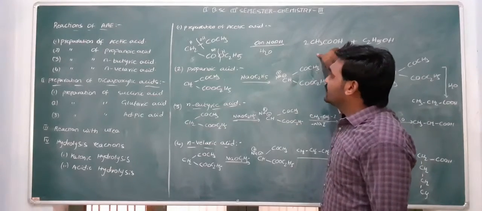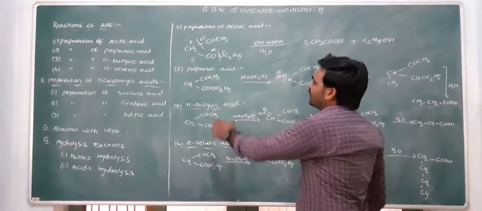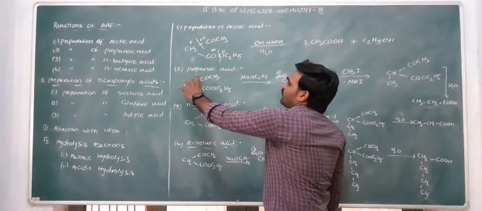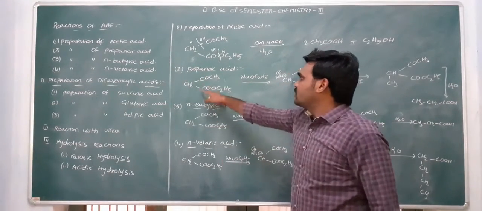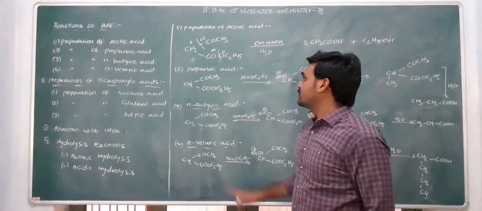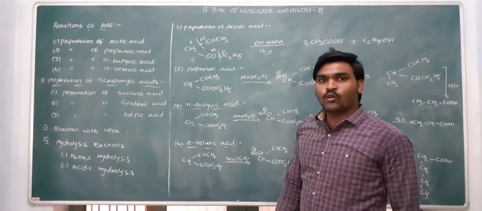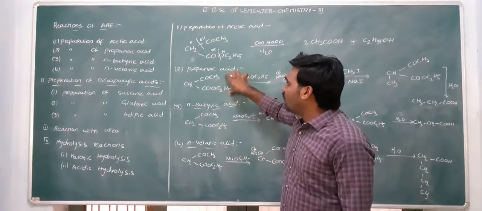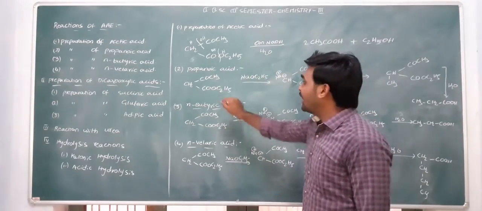This is the acetic acid, a monocarboxylic acid. Now the preparation of propanoic acid. First take the acetoacetic ester, CH3COCH2COOC2H5. We clearly know the structure or formula of the acetoacetic ester, and we have to write that clearly.